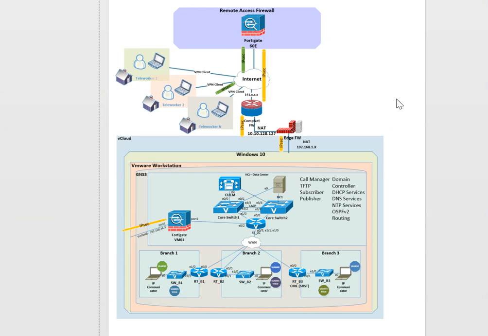This is an overview of our topology. We have the vCloud, the Windows 10 running on top of that vCloud, the VMware Workstation, and also the GNS3. In GNS3, we have created a data center and 3 different branches that are connected through the WAN. And on the data center, we have the core router, core switches with a link aggregation connection, and the CUCM and Windows 2019 server that is providing DHCP services to all these 3 branches.